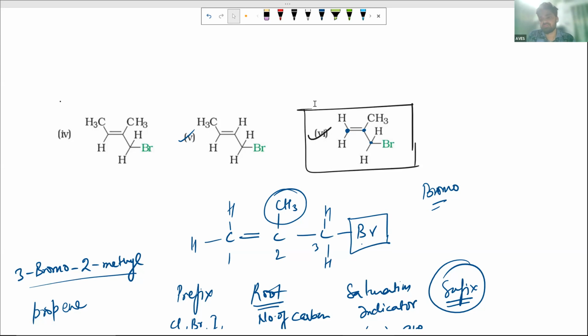How many carbons are there in the main chain? First tell me. Three, sir. Check it: 1, 2, 3, 4. There are four carbons, sir. Right. And the double bond is on the second carbon. Yes, sir.